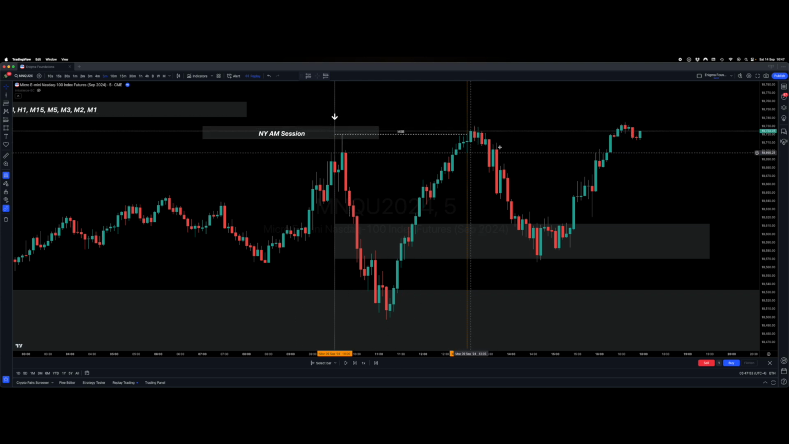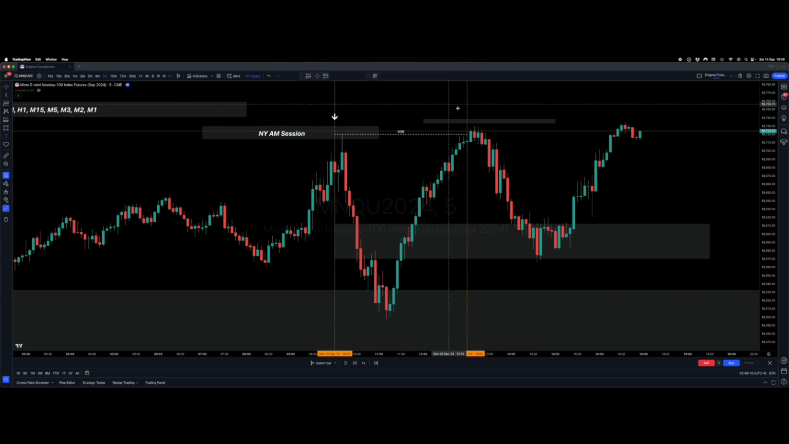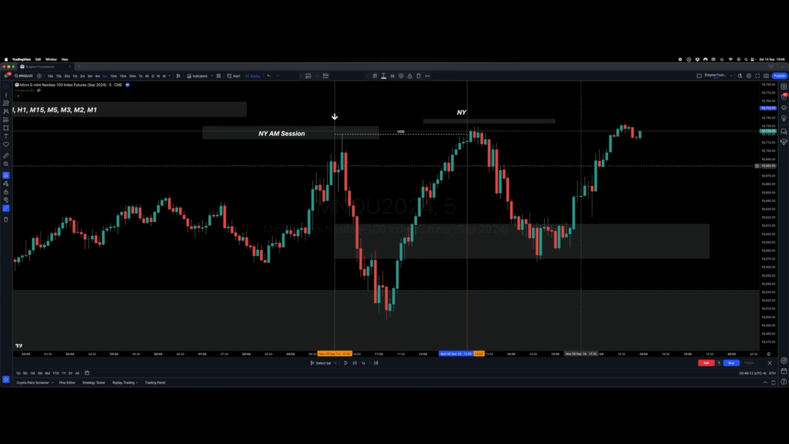And then when did it sweep it? Okay, it swept it at 1 p.m. Now 1 p.m. to around 3 p.m., and we can extend this back down to maybe 12. Okay, include some of the lunch, just for the sake of argument. This is the New York PM session.